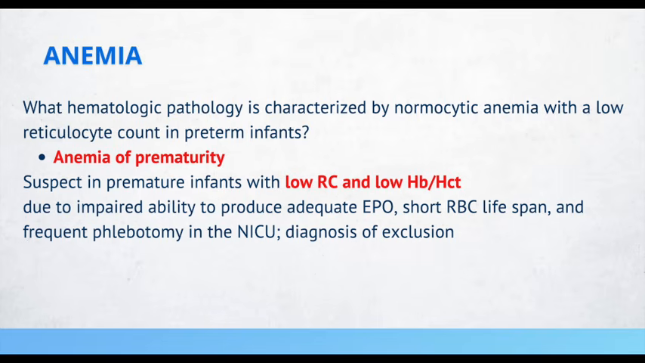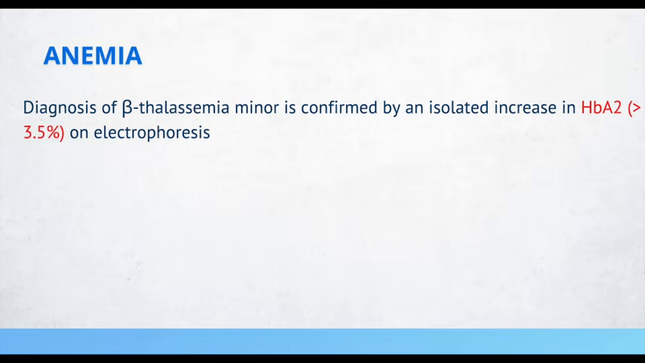We already talked about the Mentzer index. Another way that you can identify or confirm the diagnosis of beta thalassemia minor is that if you see an isolated increase in HbA2 greater than 3.5%.